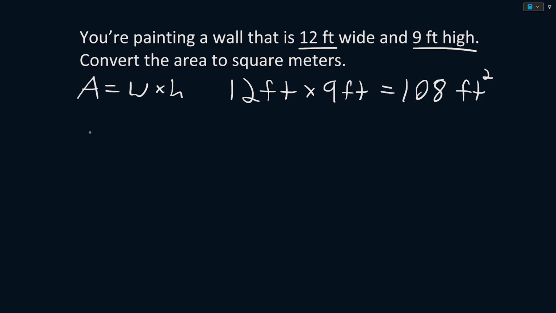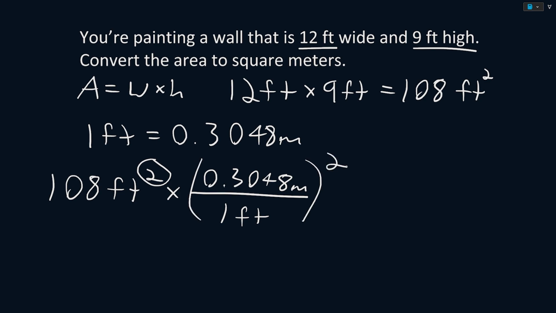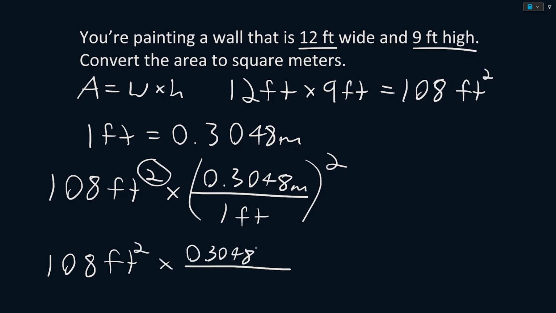Now we need to understand the relationship between feet and meters, which is that 1 foot is equivalent to 0.3048 meters. So to convert 108 squared feet into square meters, we need to multiply through our conversion factor of 0.3048 meters for every 1 foot. And because the feet are squared, we need to also square our conversion factor. This is equivalent to saying 108 squared feet times 0.3048 squared meters over 1 squared feet. Here we can see that the squared feet cancel to leave us with squared meters.